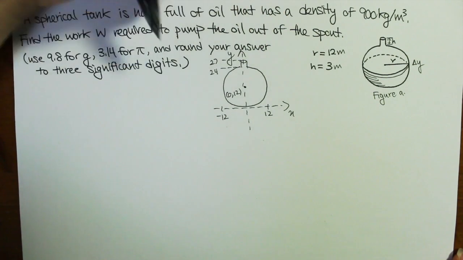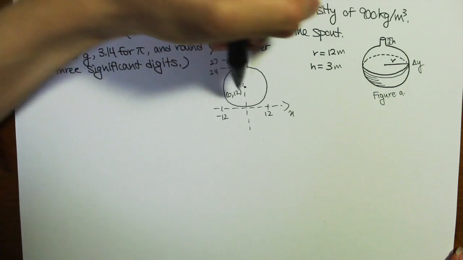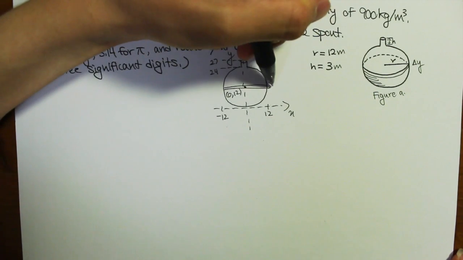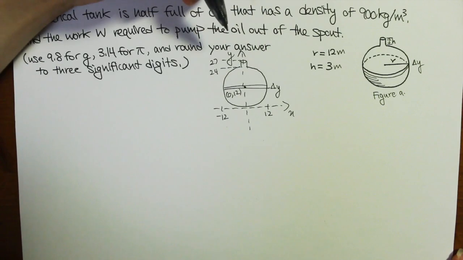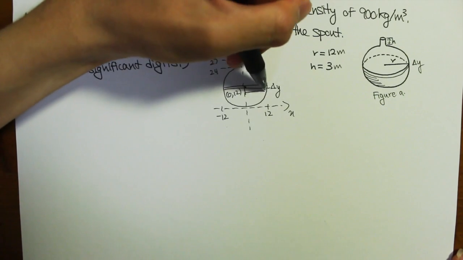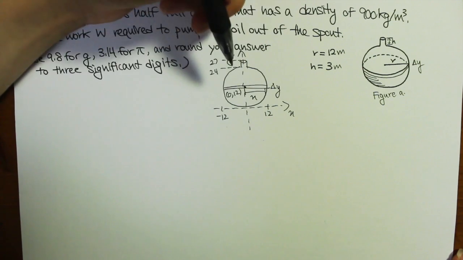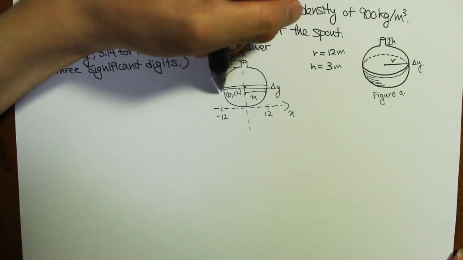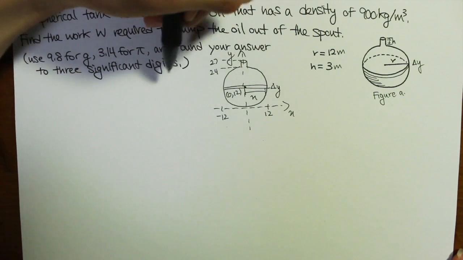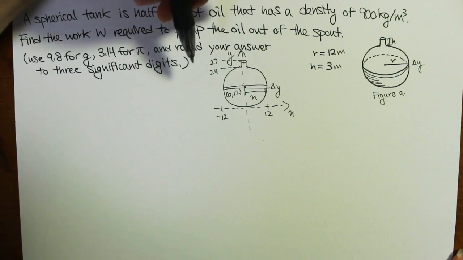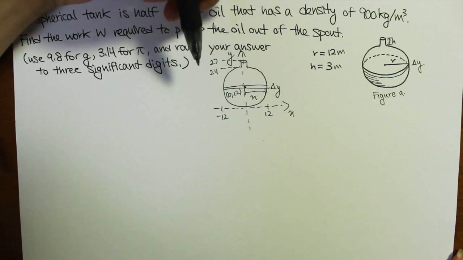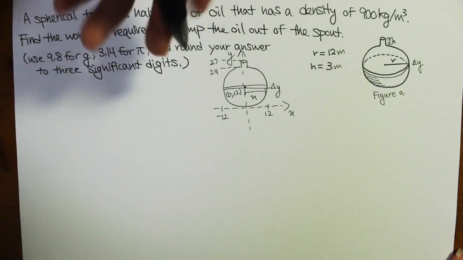Now going back to considering the oil to be subdivided, the discs have a thickness of delta y and a radius of x, because the radius of each disc changes as we go. So we place the radius of each disc as x, a changing variable.